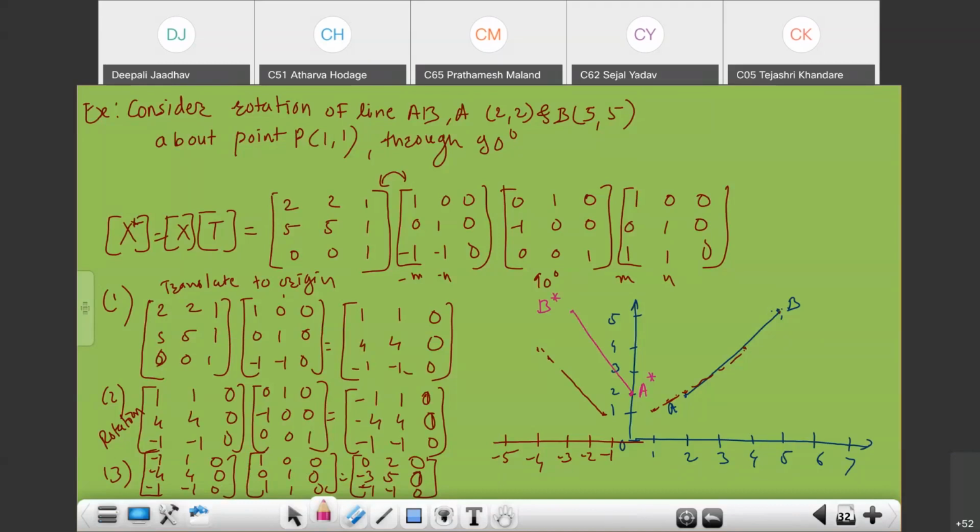See once again, first this original blue line AB, we translate it to the origin using the point minus 1 minus 1, then rotate it through 90 degrees, and then translate it to the original position, plus 1 plus 1. Then we will get the final result. A star B star is the pink line I have drawn here.